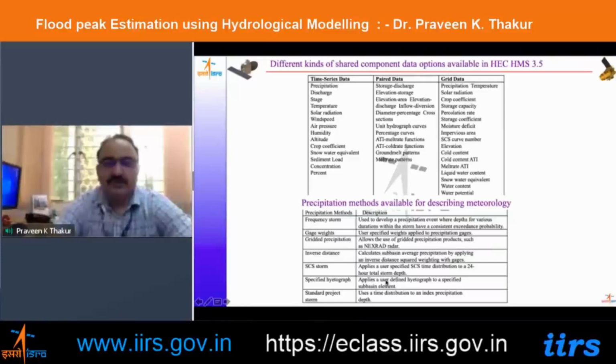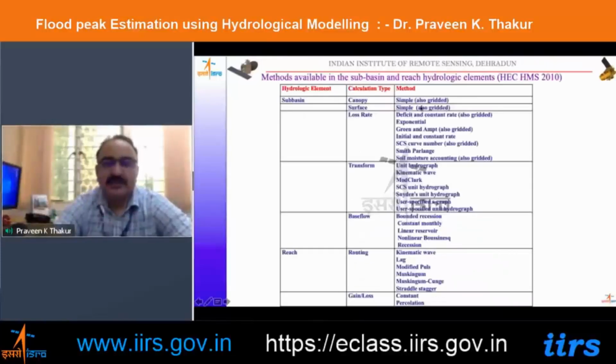These are the summary of the various canopy methods if you are using evapotranspiration, or the surface method if you are using infiltration. For the loss rate, the SCS curve number method, and Green and Ampt, deficit and constant are very popular. In the transformation, the most popular are the SCS unit hydrograph and the Snyder unit hydrograph.